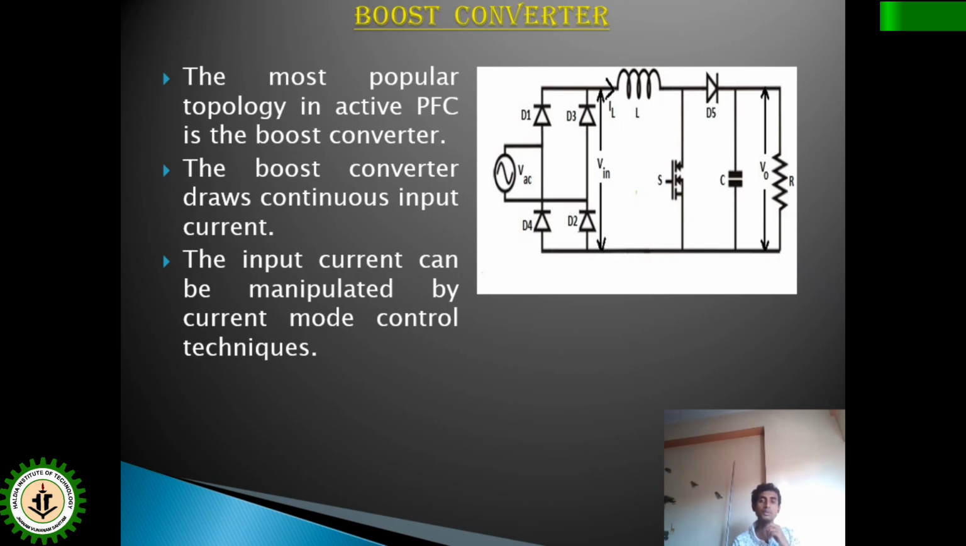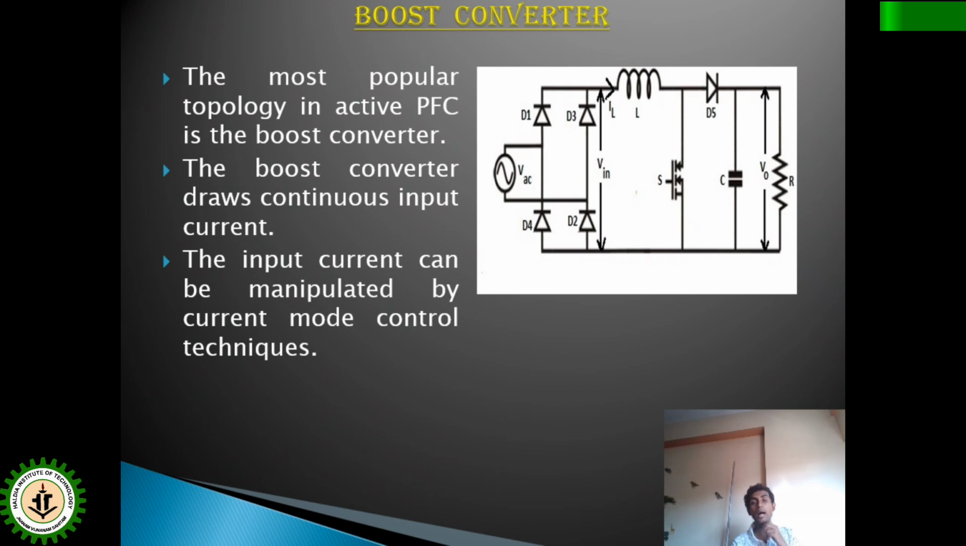Generally in choppers, MOSFET and IGBTs are used as switches because chopper switching frequency is very high. To keep the switching frequency high, we need to use a switch which has low switching loss. Both MOSFET and IGBT have low switching loss. That is why MOSFET or IGBTs are used in choppers. So here also in the boost converter, as we can see, there is inductor L, switch S, diode D5, capacitor, and the load resistance R.